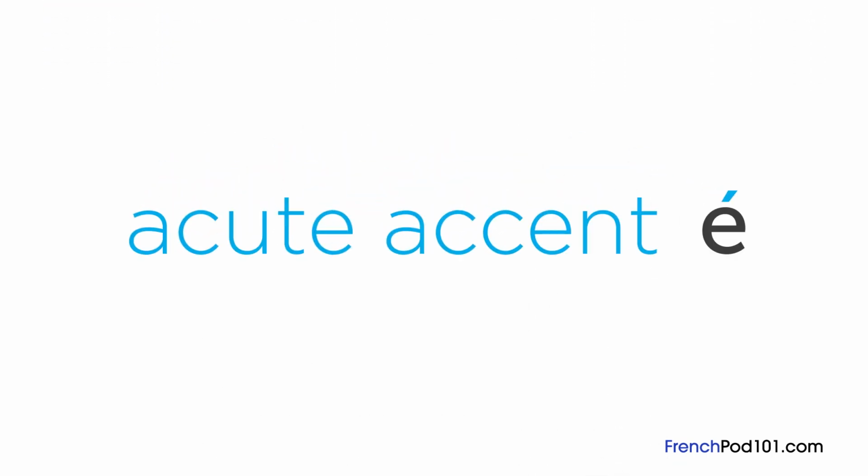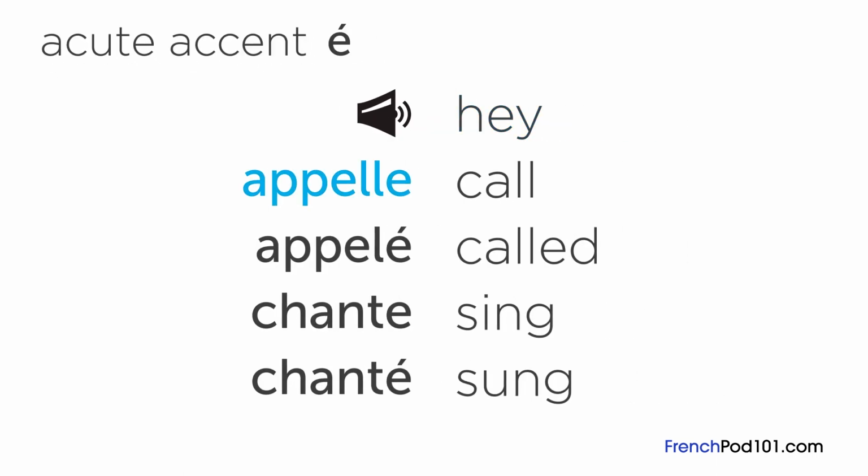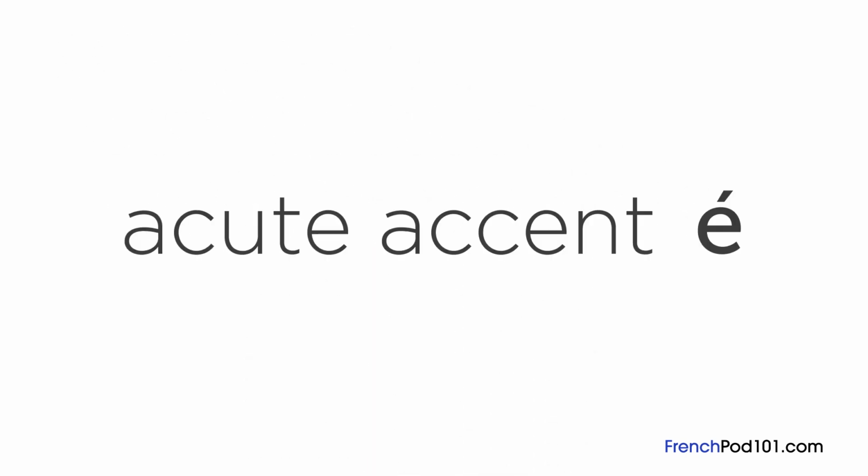The acute accent, for example, can only appear over the letter E. É. It looks like a rising diagonal line going from left to right. You'll never see this accent used with any other letter in French. The acute accent indicates that you must pronounce the E as follows. É. It sounds like the E in hey. Appelle, appeler, chante, chanter.